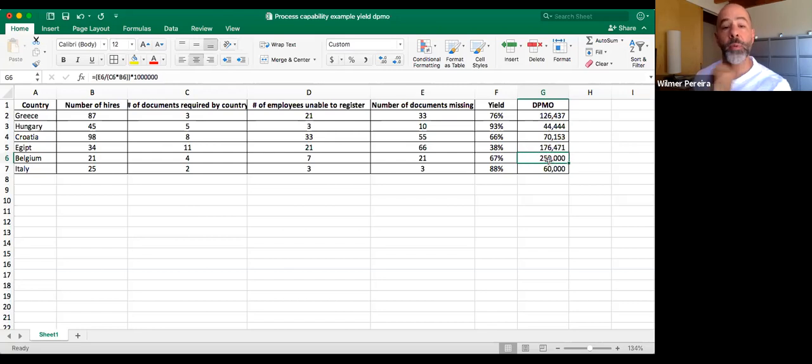This is an example of how to apply the concepts of defective and defect to a real-life process. In this case, a defective is one employee that wasn't able to register because they were missing one or more documents, and the defects are the number of documents missing.